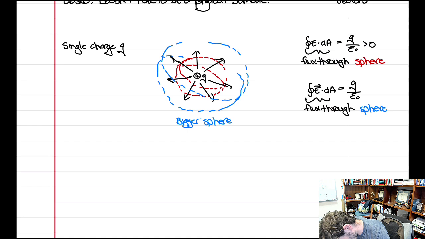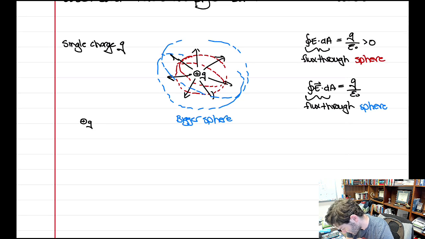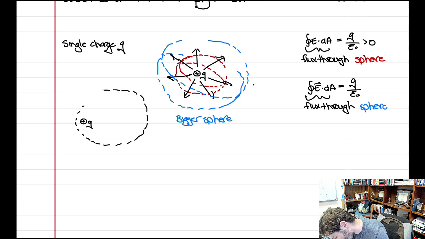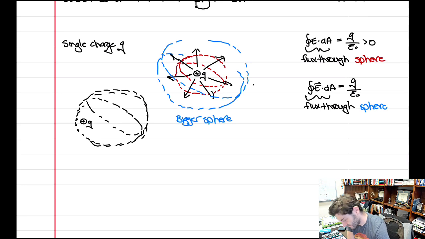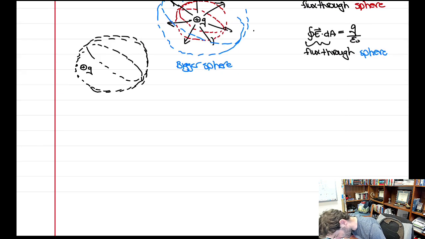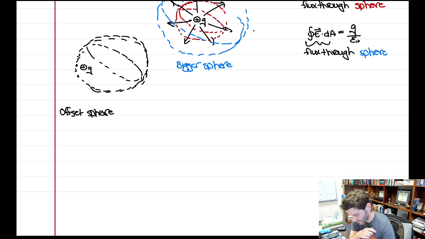So here's a copy of the charge, same charge Q. The drawing's getting too messy. And then imagine I draw a sphere, but I have the sphere offset, but the charge is still inside. So we have an offset sphere with Q still inside.